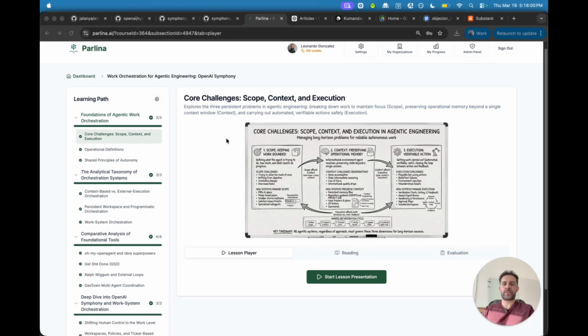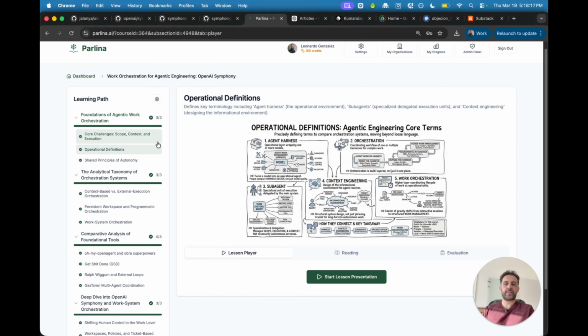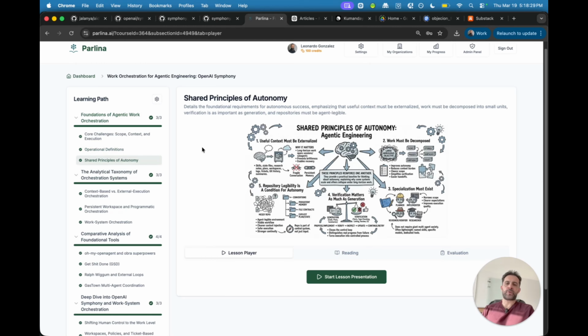This is broken up into 4 different sections. The first section covers the foundations of agentic work orchestration, where we will talk about core challenges, including scope, context, and execution. We'll look at operational definitions, including the agent harness, orchestration, subagent, context engineering, work orchestration. And we will go over shared principles of autonomy.